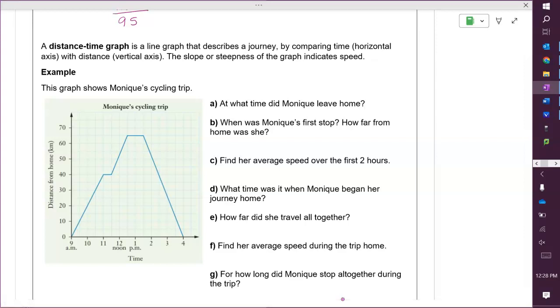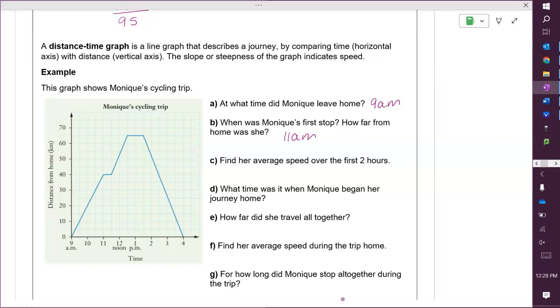So at what time did Monique leave home? So we can see here it's starting down here at 9 a.m. We can see she travelled for a bit, stopped, travelled for a bit, stopped, and then this would be her return journey home. So when was her first stop and how far from home was she? So if we look at where her first stop is, we know it's stopping because there's no increasing or decreasing, it's just like plateauing. So her first stop was at 11 a.m.